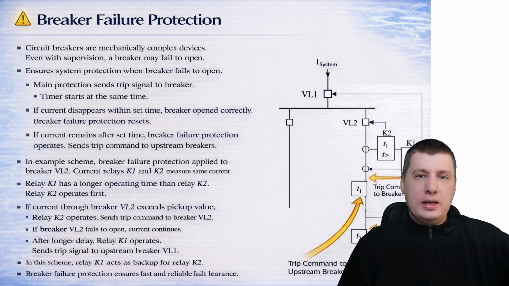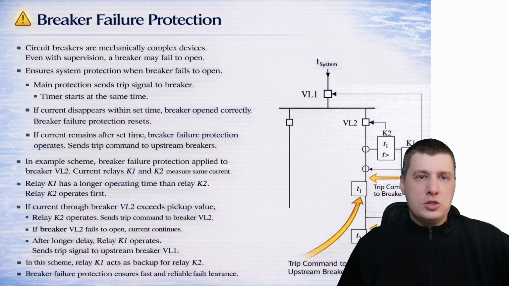Circuit breakers are mechanically complicated devices. Even with continuous supervision, the breaker may fail to operate. Breaker failure protection ensures system protection in this case. It operates when the main protection issues a trip command, but the breaker contacts remain closed. When the breaker fails, backup protection must act. Backup protection sends a new trip command to the disconnected faulted section.